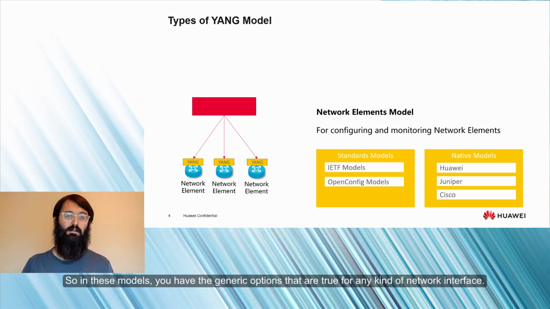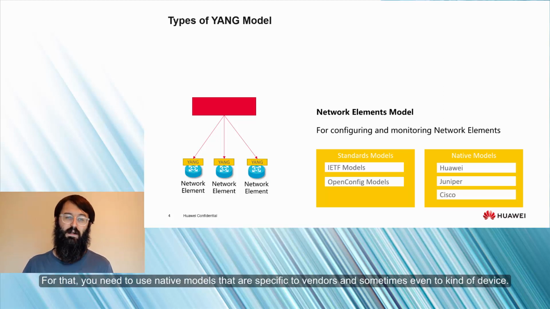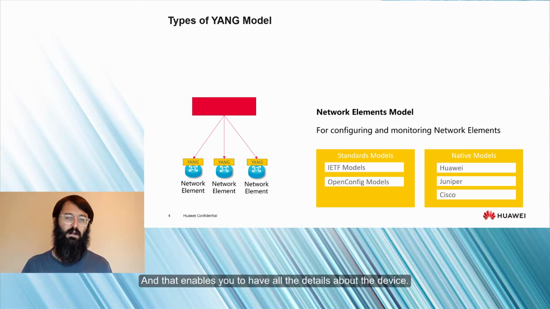So in these models, you have the generic options that are true for any kind of network interface, but usually you don't have all the details or all the information you could get or set for these devices. For that, you need to use native models that are specific to a vendor and sometimes even to a kind of device, and that enables you to have all the details about the device.